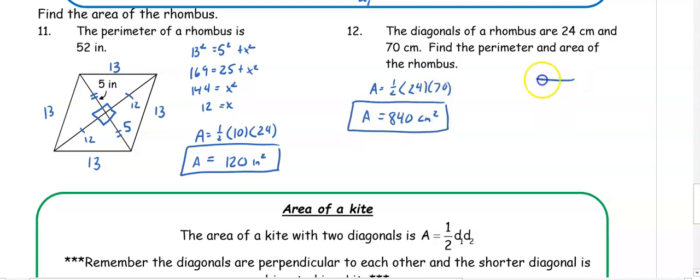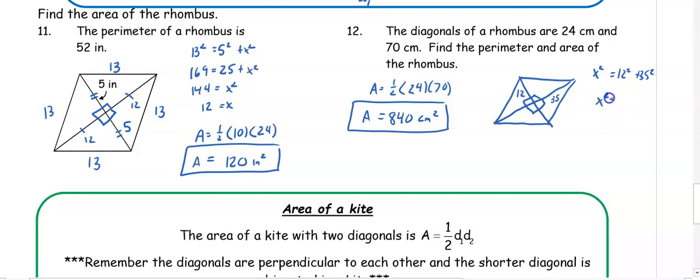To get our perimeter, we need to draw a rhombus. We know that the diagonals are bisected. So half of 24 is 12, and half of 70 is 35. So we can do Pythagorean theorem to get our missing side. X squared equals 12 squared plus 35 squared. We can just type 12 squared plus 35 squared into our calculator.